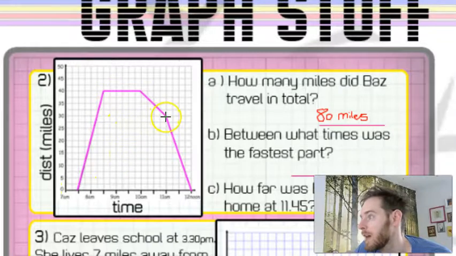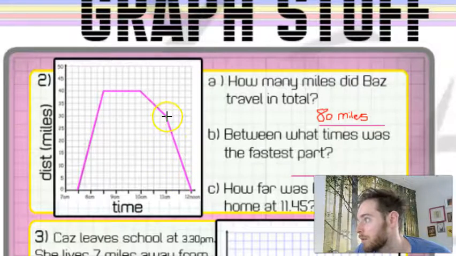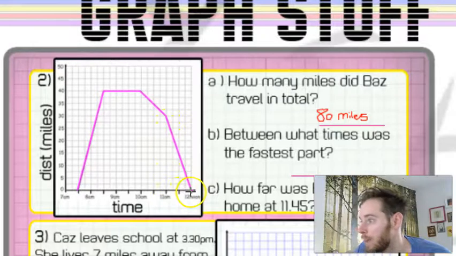So is that line steeper? Well, that's definitely not steeper. Is that line steeper? Well, it's not, but you'll see what I'm talking about here. We're going to go 30 in 1 hour, 30 miles in 1 hour. So he's gone 30 miles an hour here on average. That's his average speed.